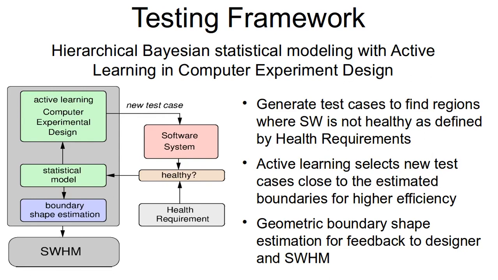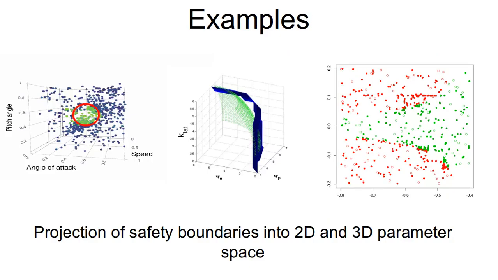And once our statistical model has been constructed, we can estimate geometric shapes of the boundaries to provide feedback to the designer and software health management systems. So let's look at some very small examples. These are just projections of safety boundaries into 2D and 3D parameter spaces.